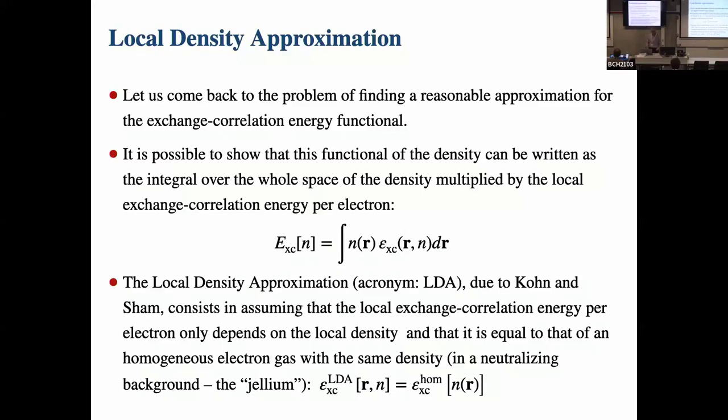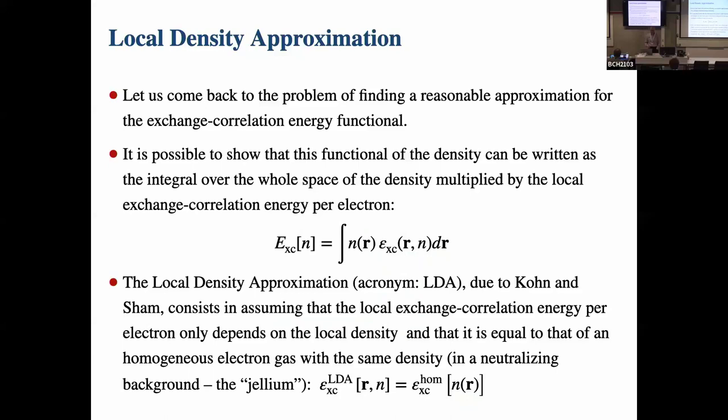So basically, first of all, what we do is that we write formally this exchange correlation functional of the density as an integral over the density times a density of exchange correlation, okay? And so Kohn and Sham came with the idea that we can make a reasonable approximation for this exchange correlation density. And they said that formally this exchange correlation depends on the density everywhere. Okay? So they made the approximation that in fact, this exchange correlation energy only depends on the density at the point where I'm considering it, okay?